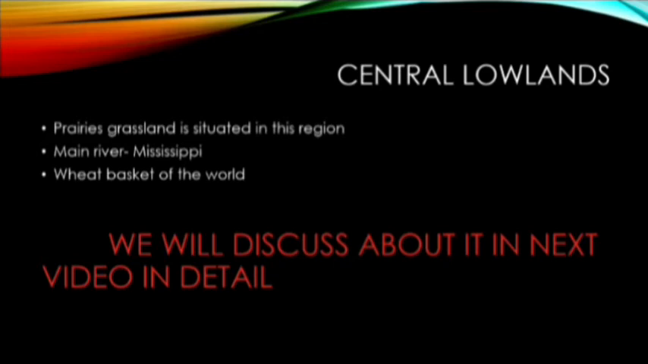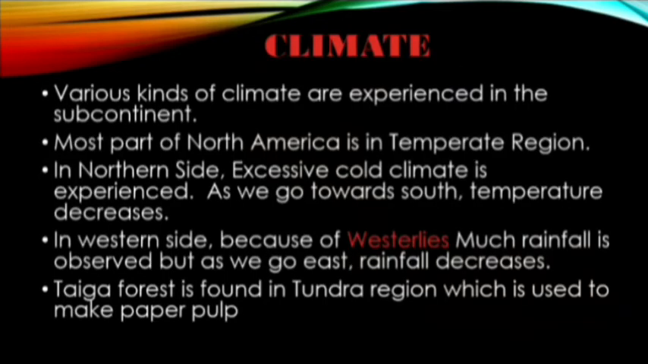Now let us understand about the Central Lowlands, which is the fourth physical feature of North America. It is also known as prairies grassland, and its main river is the Mississippi River, and it is also known as the wheat basket of the world. I haven't written much more about this because we'll discuss it in detail in the next video.